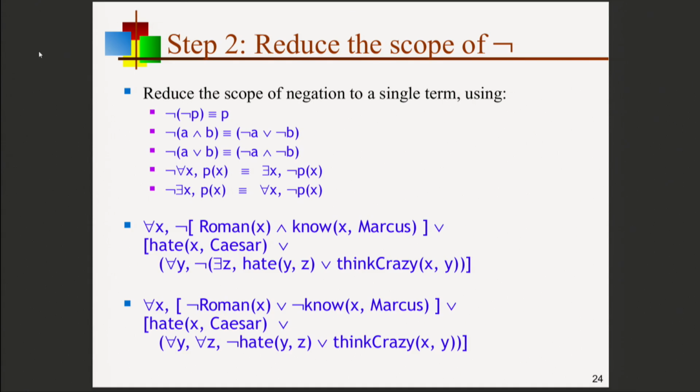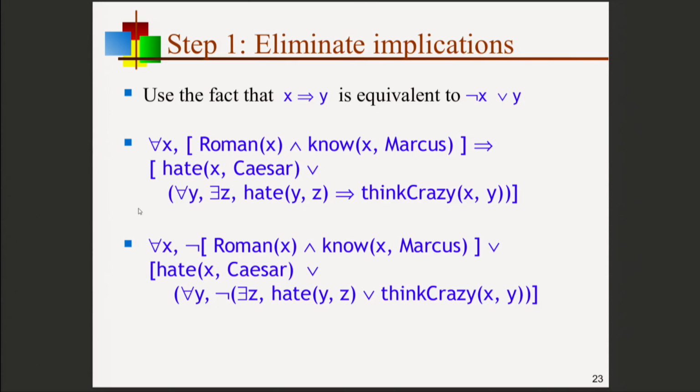The second step is to reduce the scope of negation, meaning apply De Morgan's laws here. Whenever it is not of not P, it is P, and not of (A and B) is not A or not B. And remember, we looked at the properties of quantifiers: the negation of an existential quantifier is converted into a universal, and the negation of a universal quantifier is converted into an existential. Now, talking about the previous approach, earlier we had this formula. After applying the end of step 1, we will have this formula.